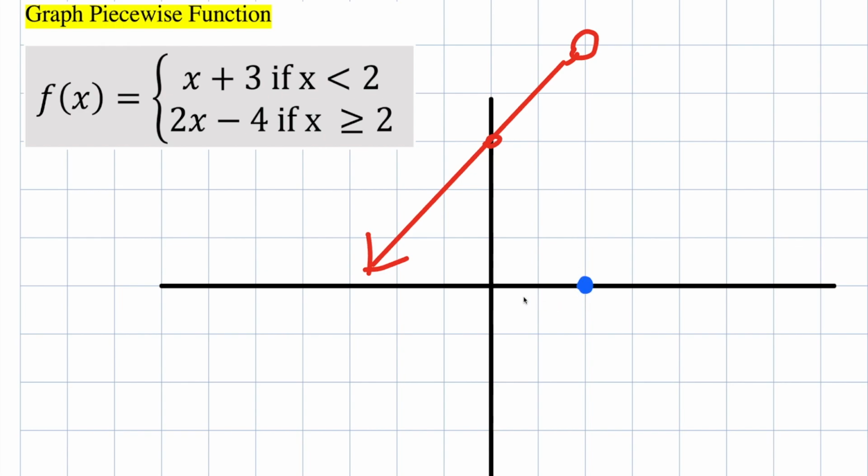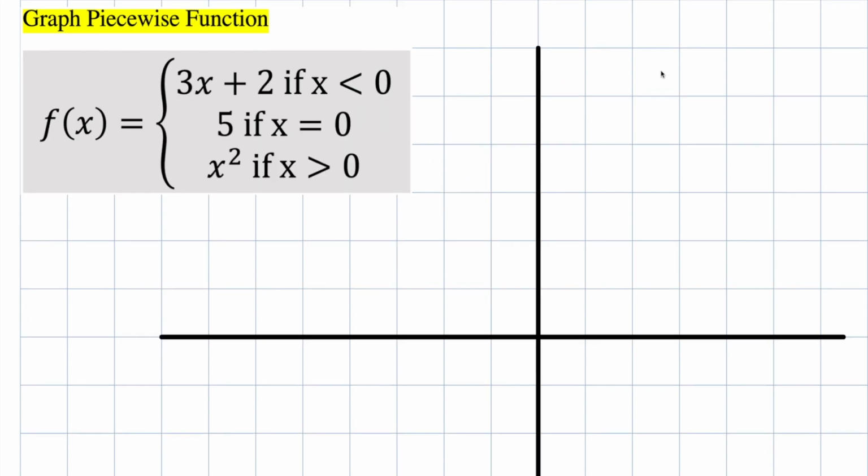Now we need one more point. So if x is greater than or equal to 2, so 3 is greater than 2. 2 times 3 is 6. 6 minus 4 is 2. So if x is 3, the y value is positive 2. Now I'm going to connect the dots because 2 dots make a line, and we will be pretty much done with the first problem. Again, we'll draw an arrow. And so right here, we graphed the piecewise function.